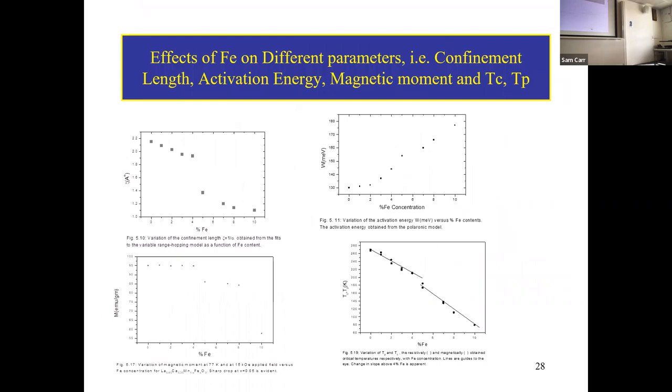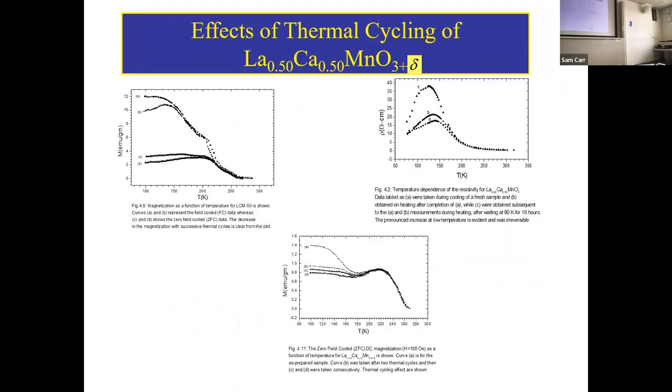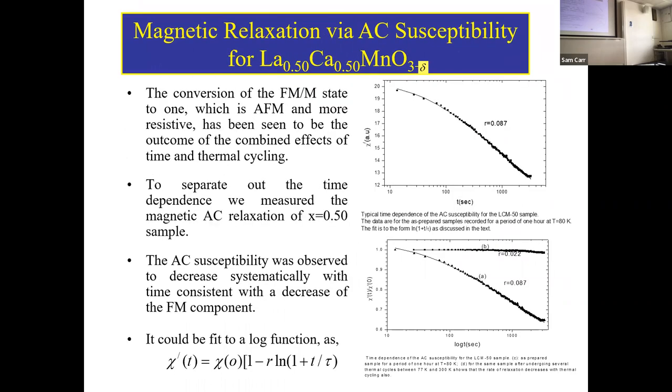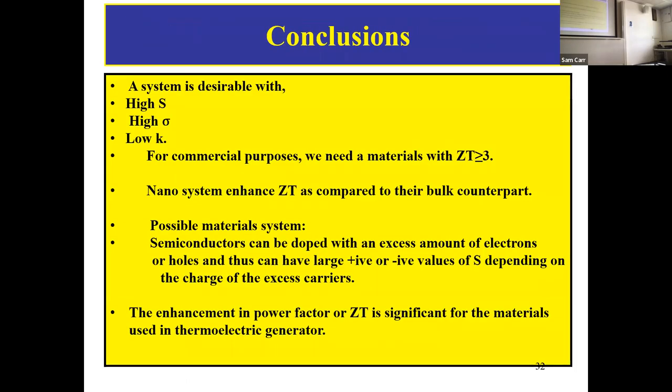These are all the data from the activation energy, the localization length, and the energy from there. And this was magnetization with thermal energy. Okay, we'll just sum up the graph for this. So what I'm concluding is that we need a system again with high S, high sigma, and low K.